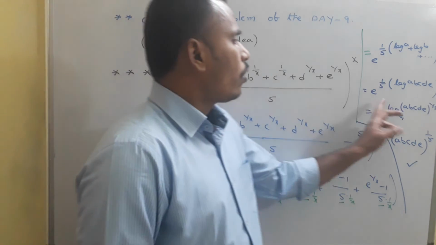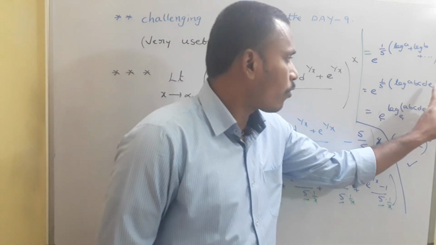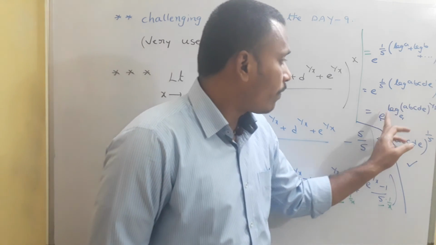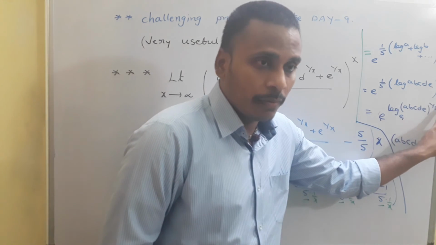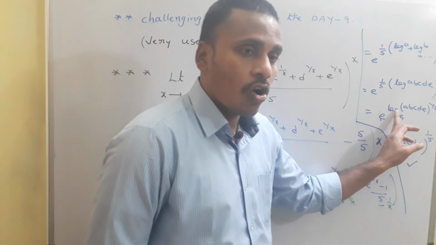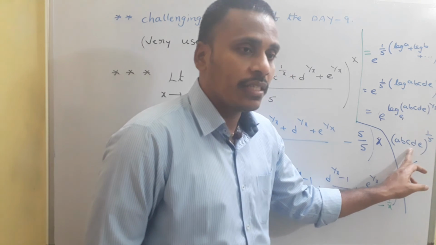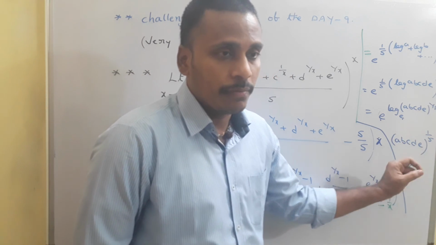So send this 1 by 5 as a power of this abcde: abcde power log, abcde power 1 by 5, and e and that log get cancelled. You are left with abcde power 1 by 5. That's the bit. Have a look.